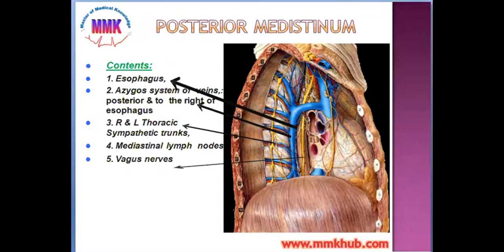The content of the posterior mediastinum, as shown in this lateral view of the diagram, includes the esophagus and azygous system of veins. Posterior and to the right of the esophagus, you can notice the azygous veins. Then the right and left thoracic sympathetic trunk along the lateral border of the vertebra, then the mediastinal lymph nodes, and finally the vagus nerve. So these are the contents of the posterior mediastinum, which is the third portion of the inferior mediastinum, located posterior to the heart. The main contents we will revise are the esophagus, azygous system of veins, right and left thoracic sympathetic trunk, mediastinal lymph nodes, and vagus nerve.